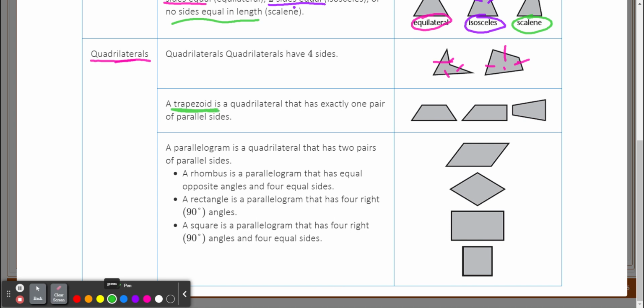A trapezoid is a quadrilateral that has one pair of parallel sides. Remember, parallel means two lines going right next to each other forever and ever without touching. So a trapezoid has two parallel lines. There's two parallel lines, and then here's two up and down parallel lines. So those are called trapezoids.